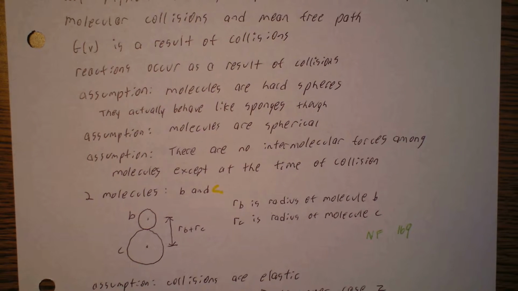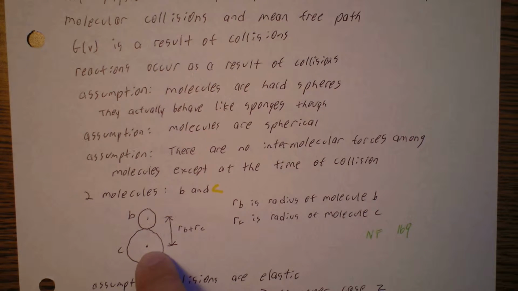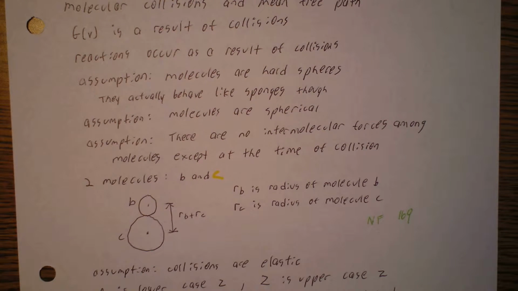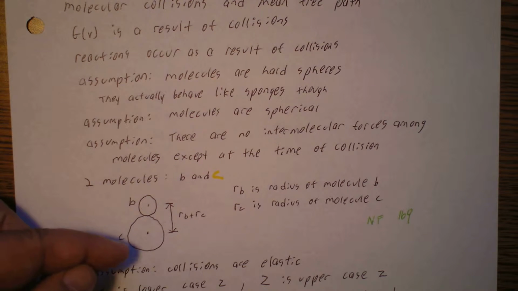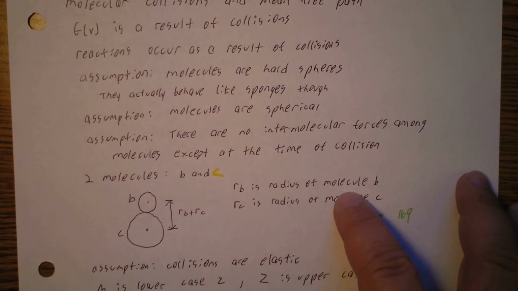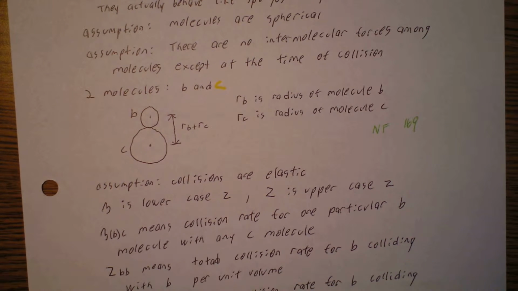So we've got B and C here. B has a radius of R_B, so a diameter of B. And then molecule C has a radius of R_C, so a diameter of C. So the distance between them, center to center, will actually be the radius of B plus the radius of C. So again, R sub B will be the radius of molecule type B, and R sub C will be the radius of molecule type C.